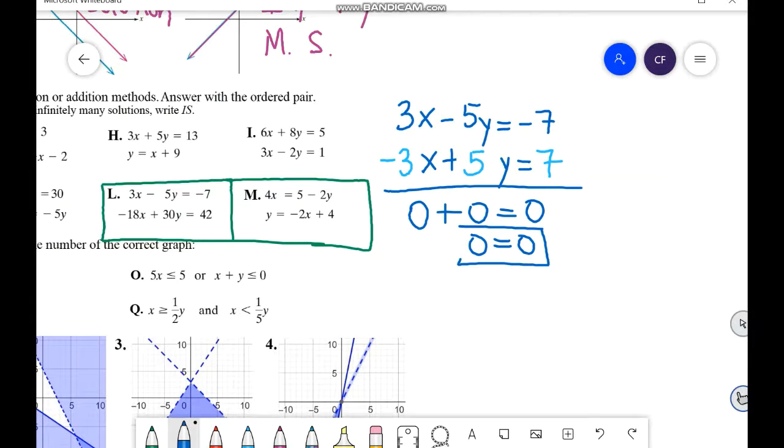When you find something like that, 0 equals 0, that means these have infinitely many solutions. So this is infinitely many solutions. If you check letter M, it's going to be no solution.